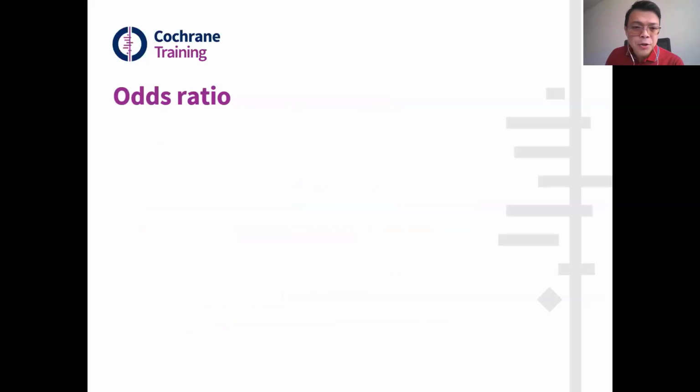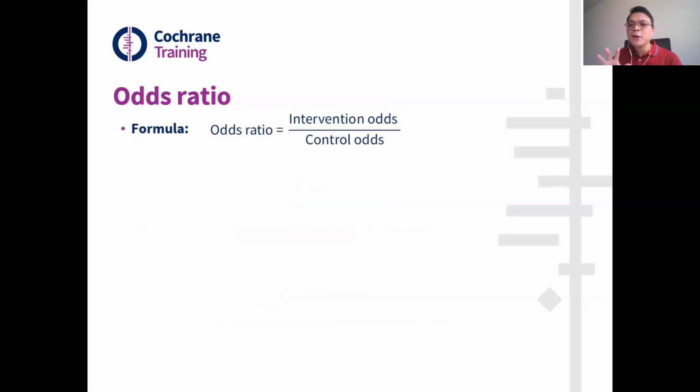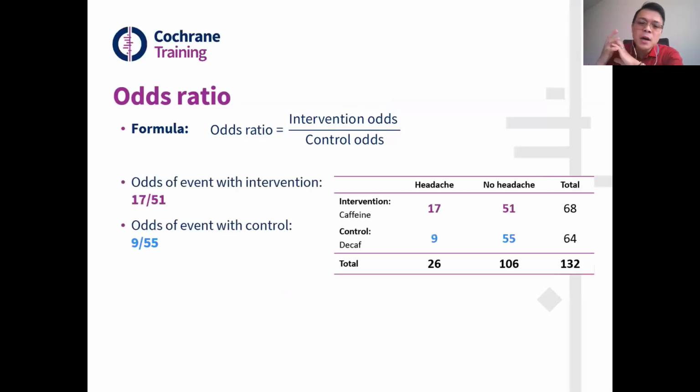So next is odds ratio. And the formula here looks a bit similar to the risk ratio, but instead of dividing risk by the risk, we divide the odds of event in the intervention by the odds of event in the control group. And going back to our example, the odds of event with intervention is headache versus no headache. So that's 17/51. For the control group, it's 9/55. And the odds ratio is the ratio between these two numbers.